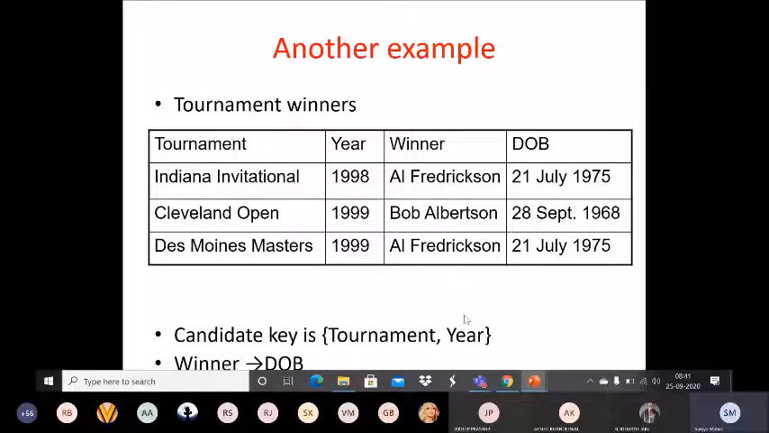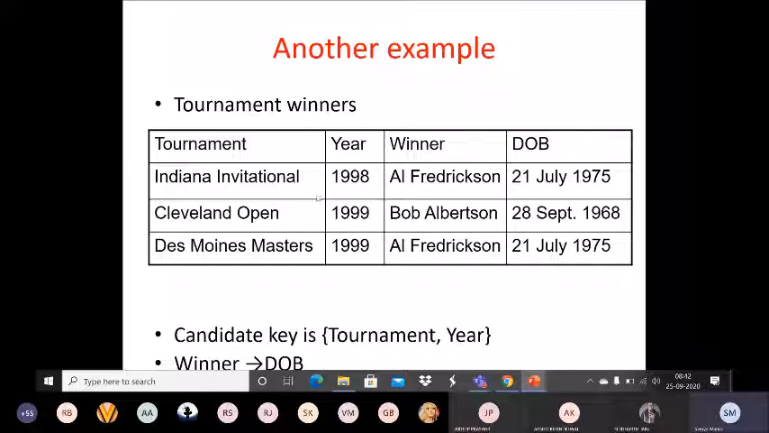So here think about year. Year is determining this winner, but it is still in 3NF. Why? Because year is part of your candidate key. But when you go to BCNF, part of a candidate key is not allowed. Only the whole candidate key is allowed. So the whole candidate key should determine each and everything.